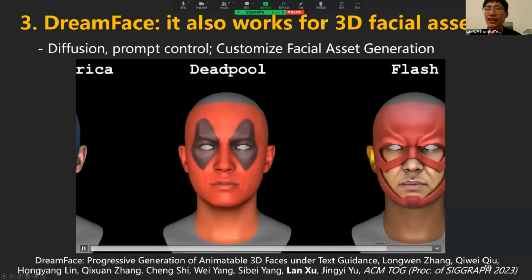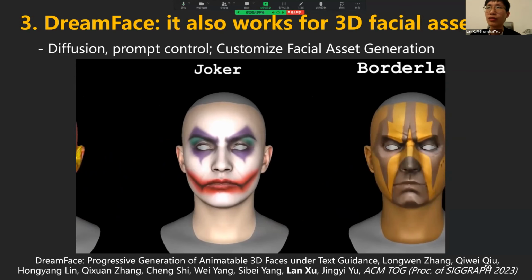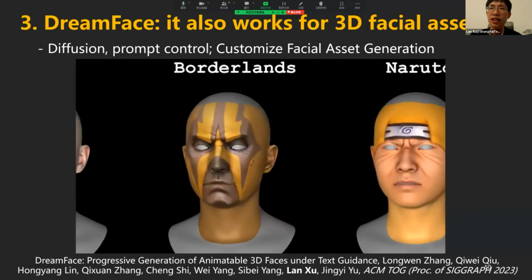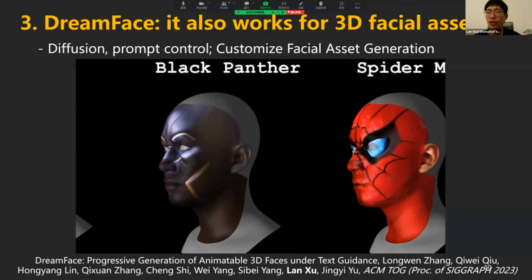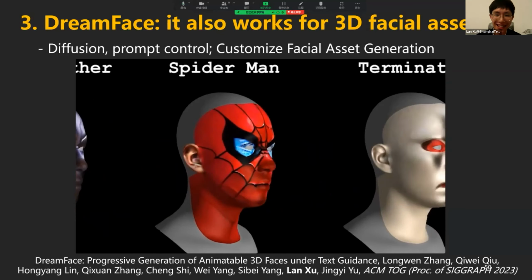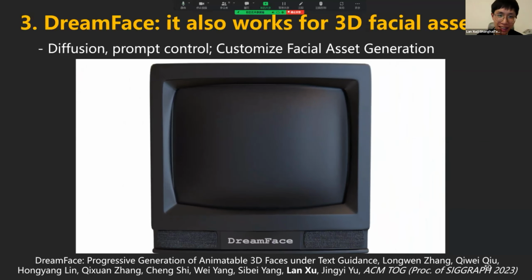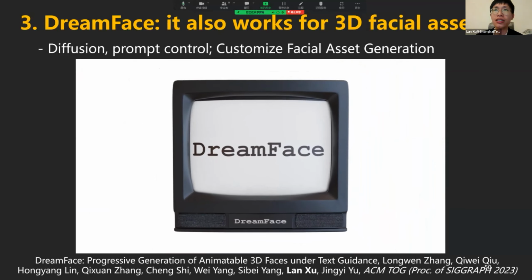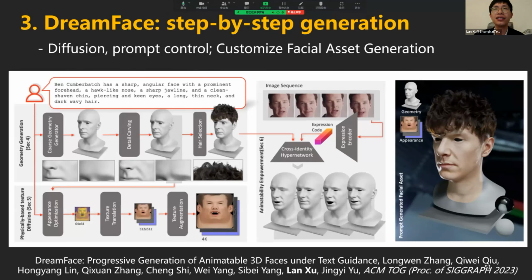For example, we could generate characters from fiction, from movies, or even from cartoons. This kind of out of distribution ability does not come from our scans. We couldn't capture the American characters in our light stage, right? But this kind of generation ability comes from the 2D latent diffusion pre-trained on 2D images. So in a nutshell, we perform the diffusion model in 3D facial generation.